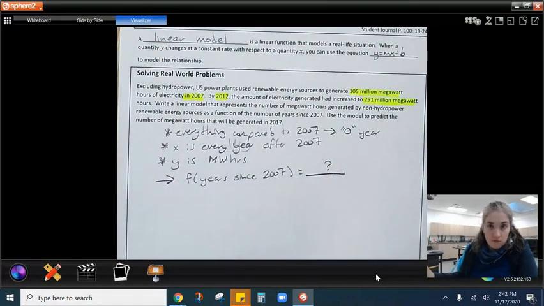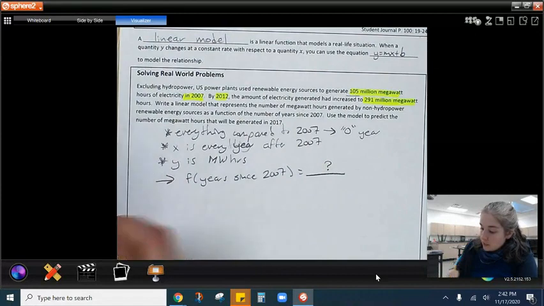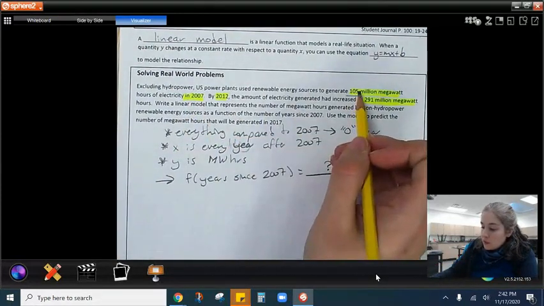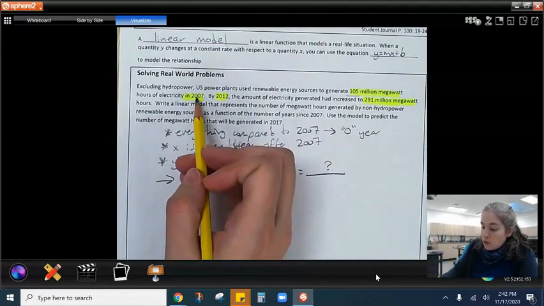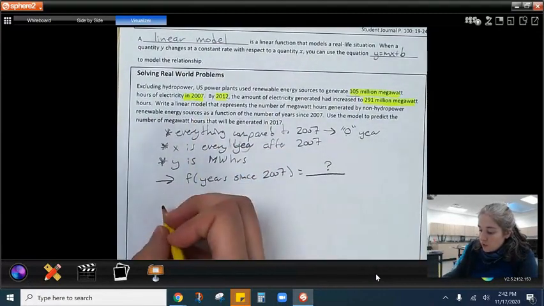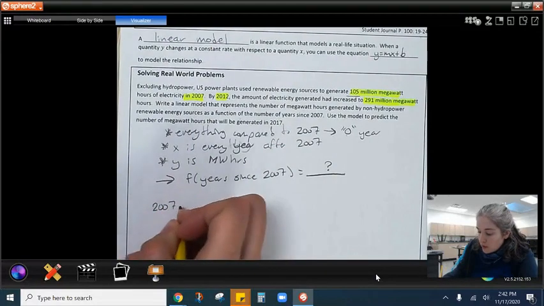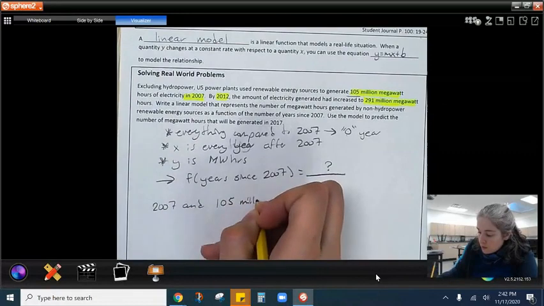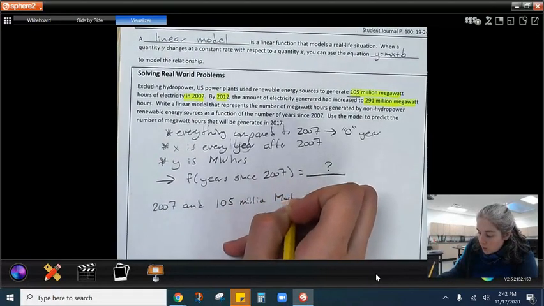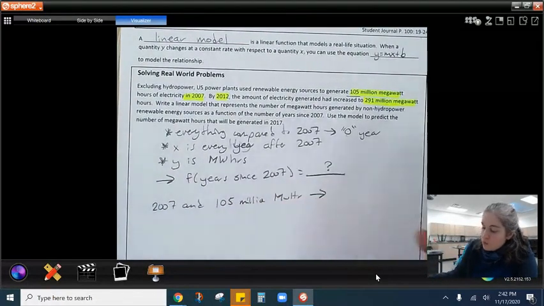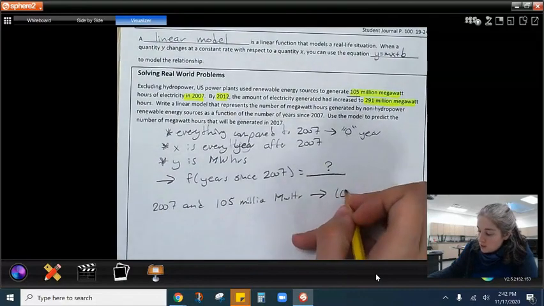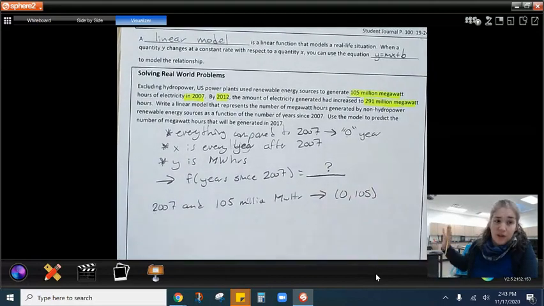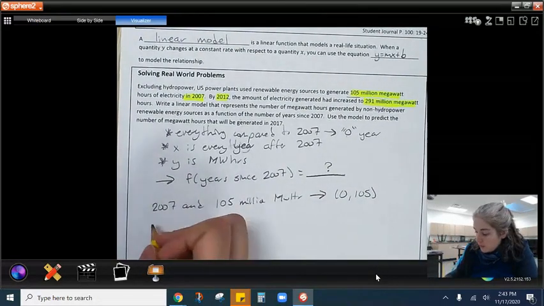Are we so far together? Okay. So the next thing that we want to do is they've given us some numbers here. So we know that in 2007, there was 105 million megawatt hours. Well, 2007, we already said was going to be our 0. So 2007 and 105 million megawatt hours would translate to being 0 for our X and then 105, because we're going to ignore that million for now. It's going to be way easier.